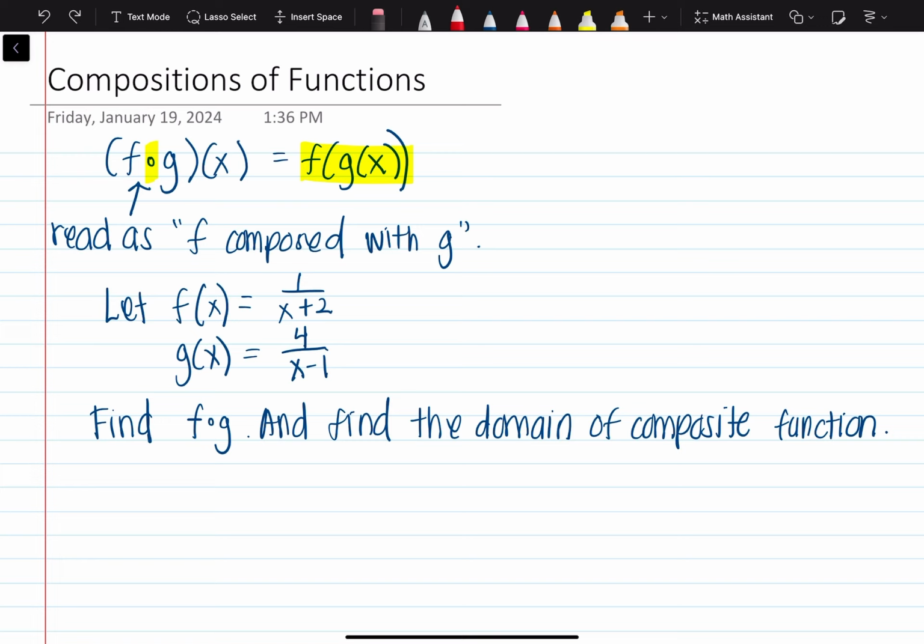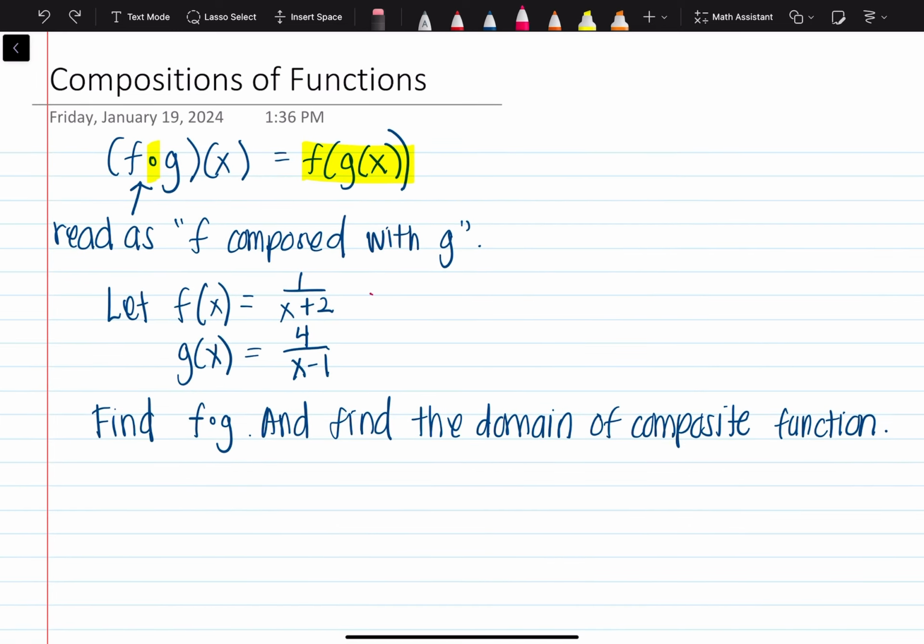In order to know what type of function you're working with and what values work and don't, I first want us to find the domain of the original functions. So before we find the domain of the composite, we need to first consider the domain of these original functions. So let's start off with f of x.